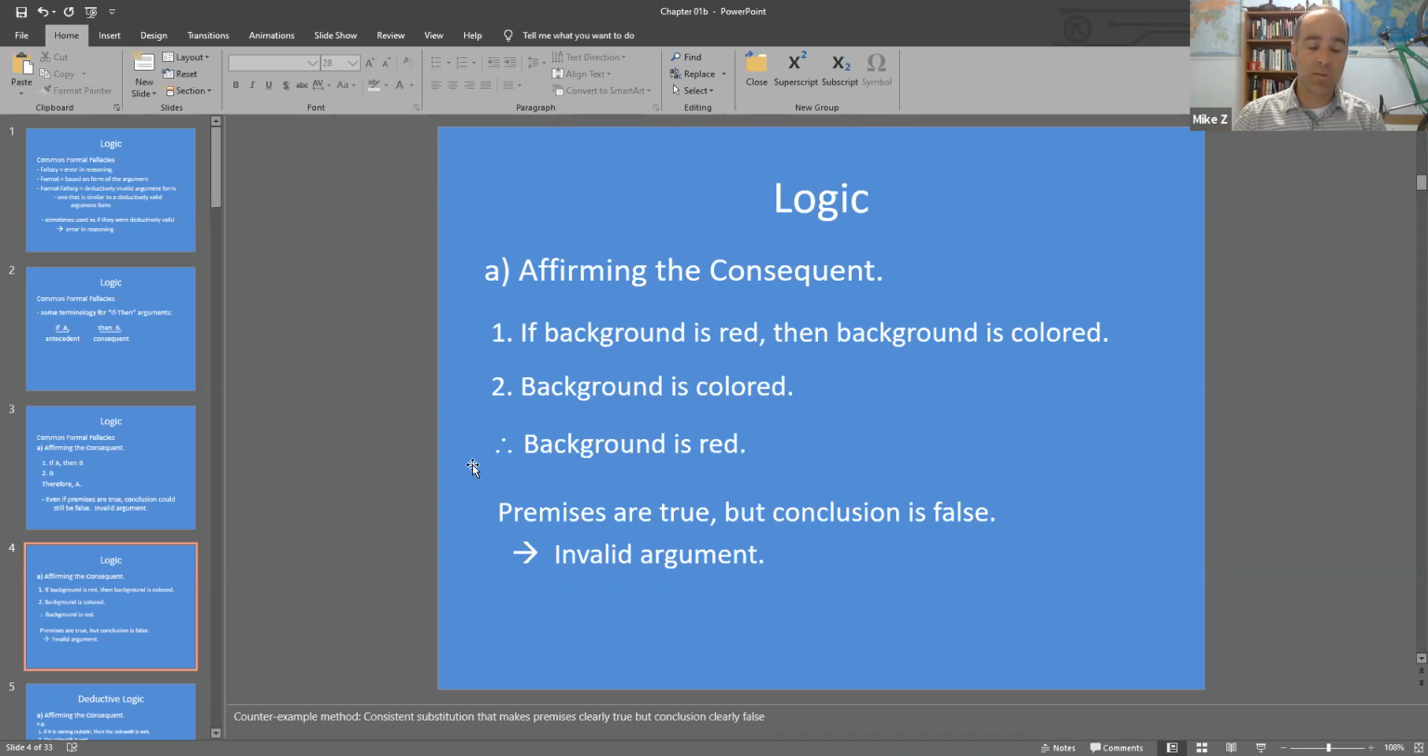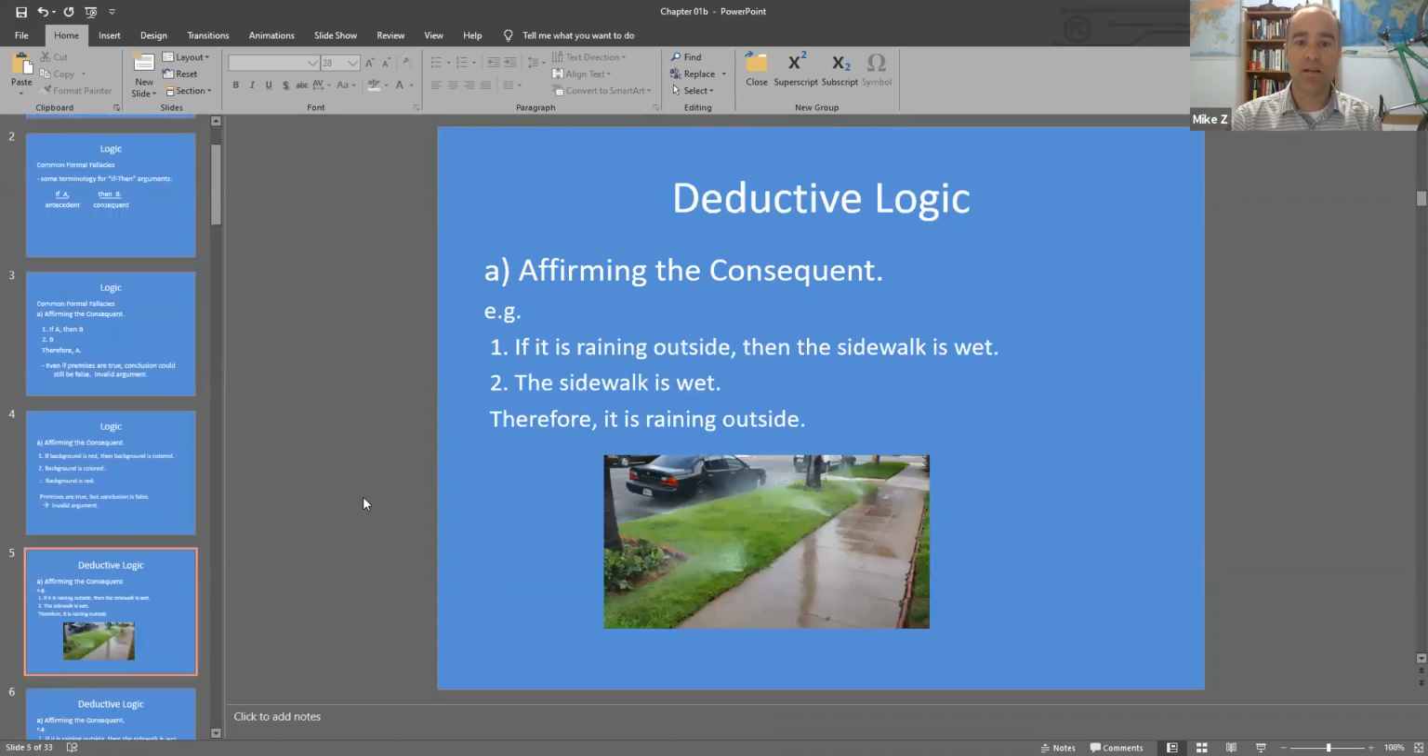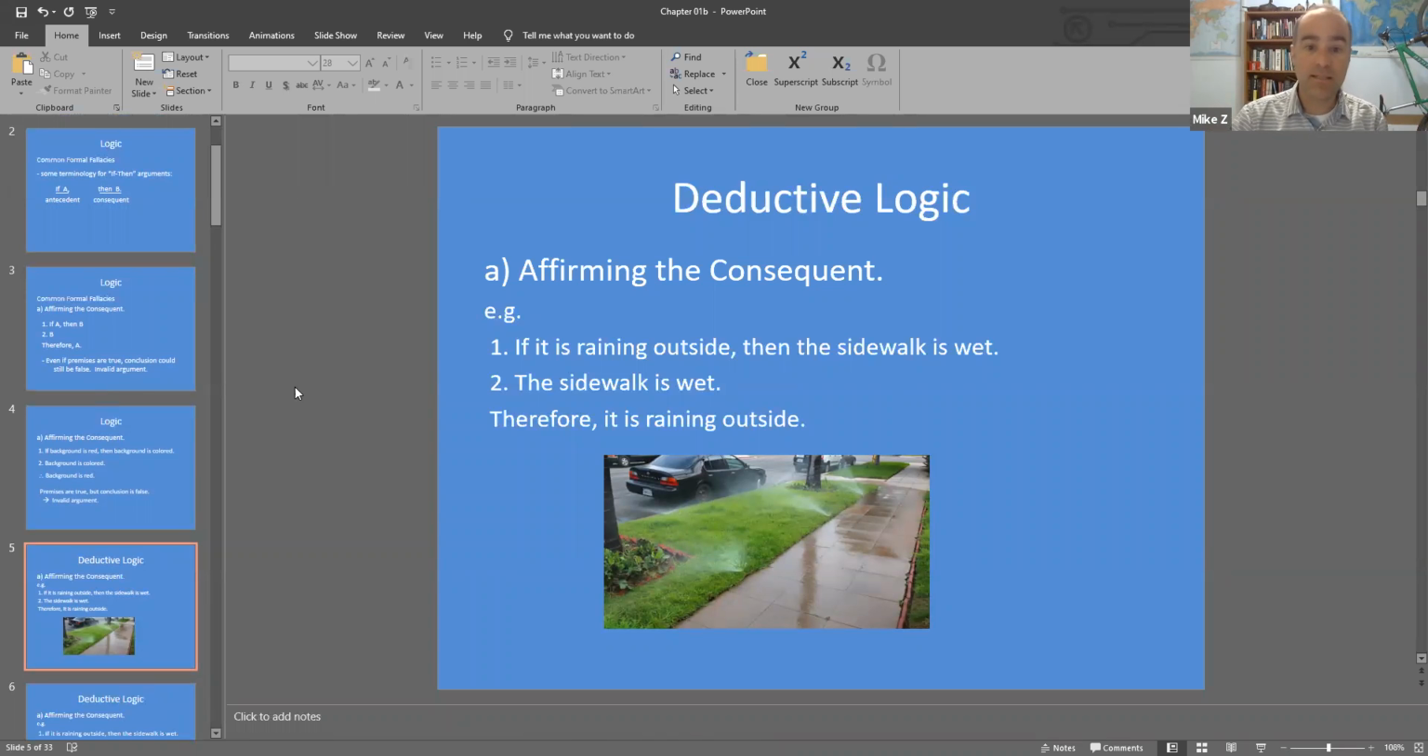In order for the argument to be deductively valid, it has to be the case that it's impossible for the premises to be true and the conclusion false at the same time. Okay, so here's another example. So if it's raining outside and the sidewalk is wet, the sidewalk is wet, so therefore it's raining outside. This is maybe tempting to accept as a deductively valid argument, but as the picture here shows, we could have a situation where the premises are true, but the conclusion is still false.